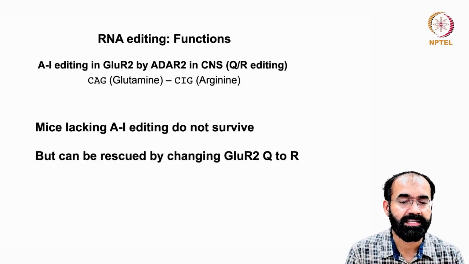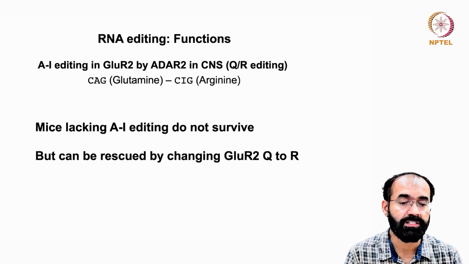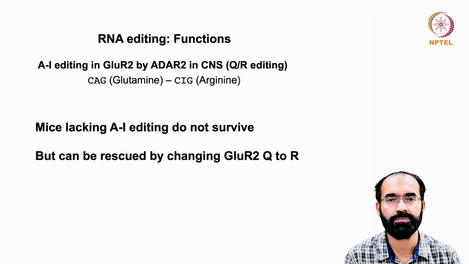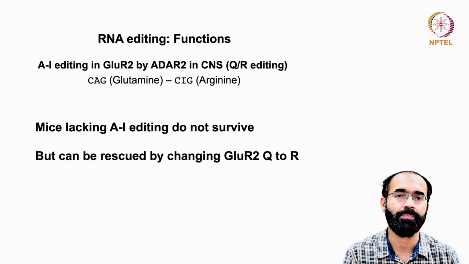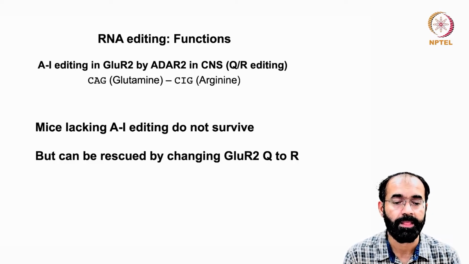So A to I editing in GLU-R2 by ADAR2, that is the enzyme, adenosine deaminase acting on RNA, and 2 basically is the number of genes which you are identifying. Many times if you study genomics, you will say gene 1, gene 2, gene 3, gene 4, like that many isoforms etc. will be there, and you simply give them the numbering.